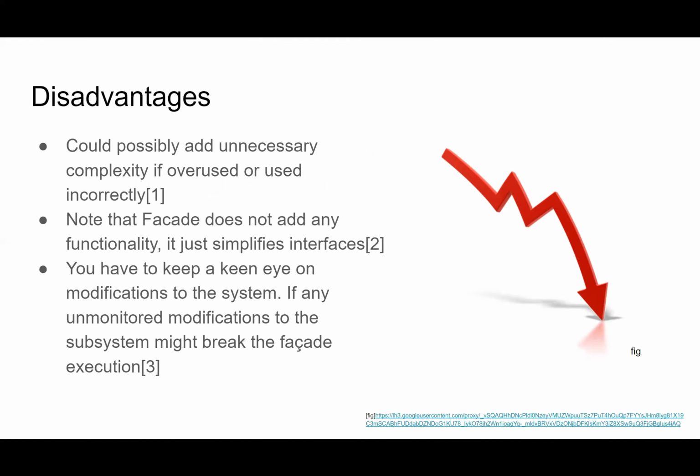So the disadvantages of the facade design pattern could be that it adds unnecessary complexity if overused or used incorrectly, meaning that it is not ideal for simple tasks. If you have something that just needs one thing done, then there's no point in having a facade interface that is set up to attack different subcategories or subclasses of a program. So it definitely wouldn't be necessary in that sense. Yeah, the facade doesn't add any functionality to the program itself. It just simplifies the interface.